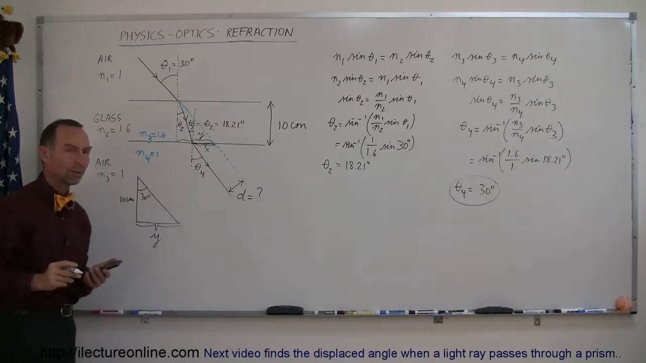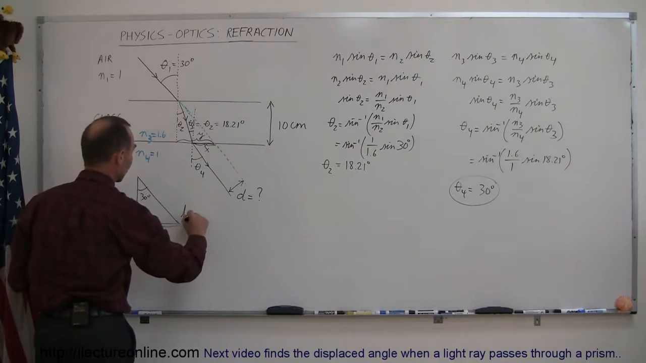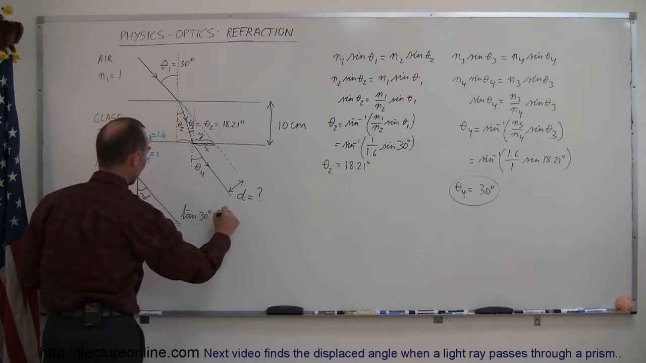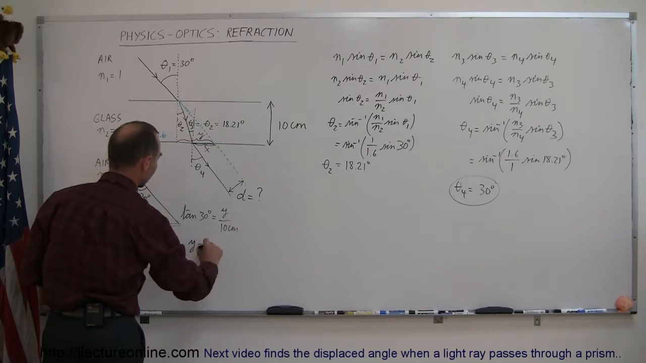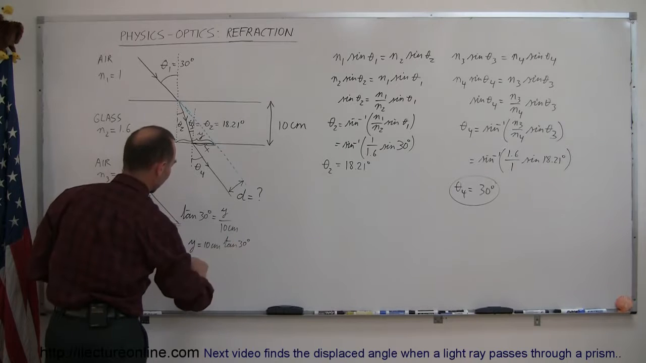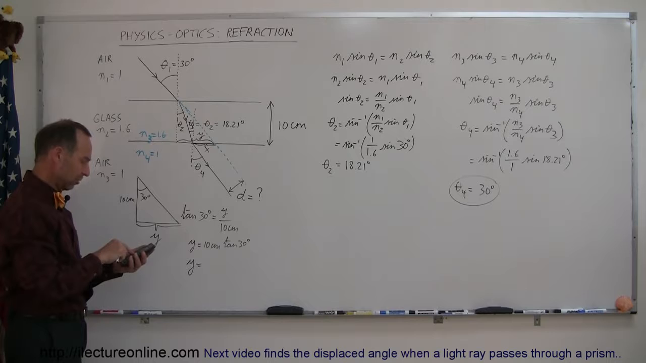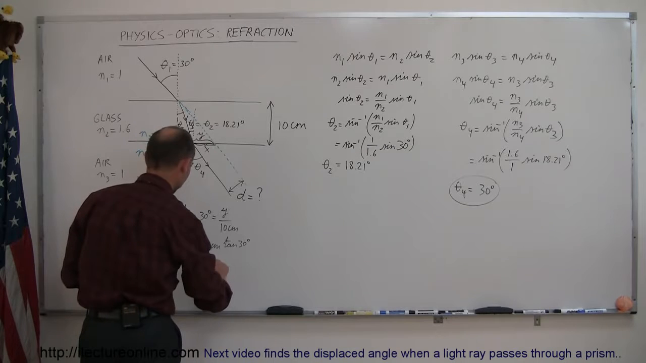All right, so how do we find y? Well, we have the opposite side, we have the adjacent side, and we have the angle. So we can say that the tangent of 30 degrees is equal to the opposite side, which is y, over the adjacent side, which is 10 centimeters. So y is equal to 10 centimeters times the tangent of 30 degrees. Take the tangent of 30, times 10, and we have 5.77 centimeters.